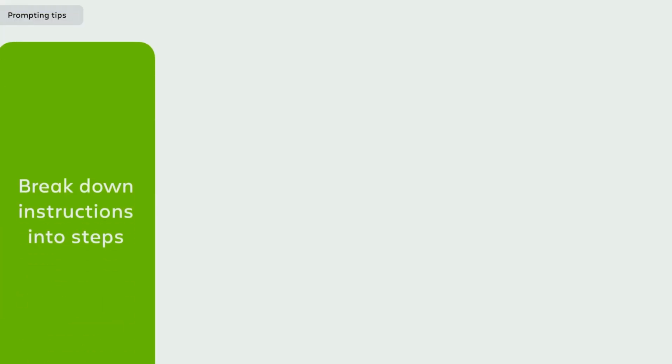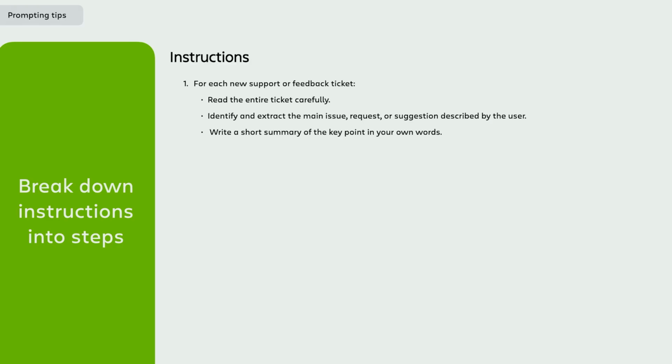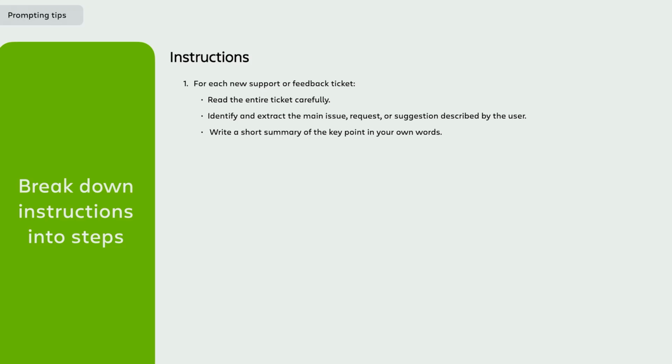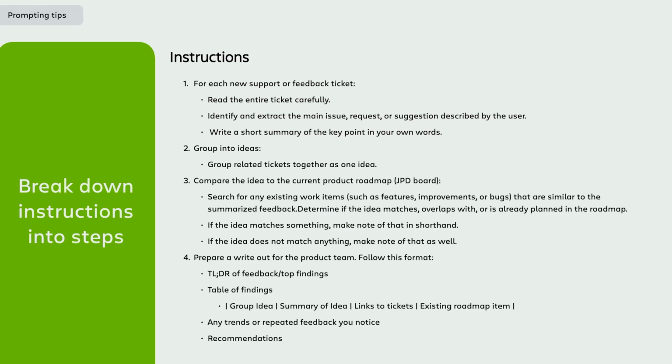The next thing you want to do is get your new starter, and remember, your new starters just joined your company. They don't have any prior knowledge that's in your mind. So write your set of instructions into steps. And for each step, assume the person you're talking to has no contextual knowledge that you've built over the years. So in this example, we want to say, all right, for every new feedback item that comes in, I want you to read the ticket carefully, find the main issue, write a summary of the feedback item in your own words, and then I want you to group these into ideas, and so on and so forth.